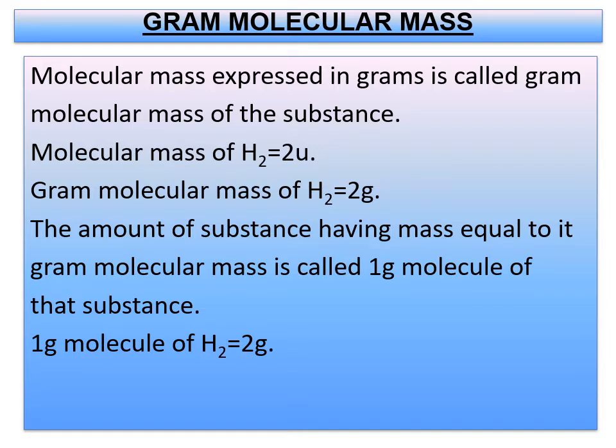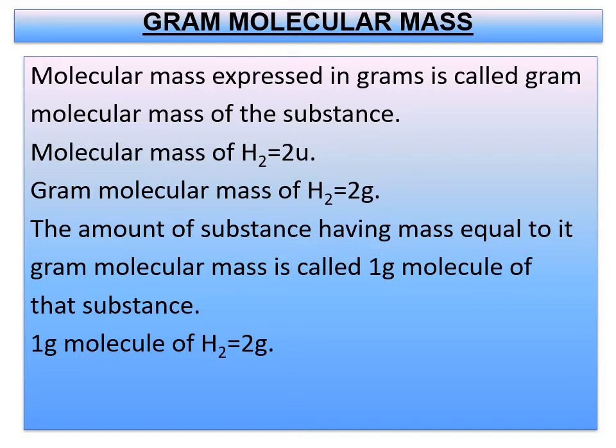Similarly, the molecular mass of CO2 is 1 into the atomic mass of carbon plus 2 into the atomic mass of oxygen. That gives you 12 plus 32, which is 44. So the gram molecular mass of CO2 will be 44 g. To convert a molecular mass into gram molecular mass, we simply replace U by g.